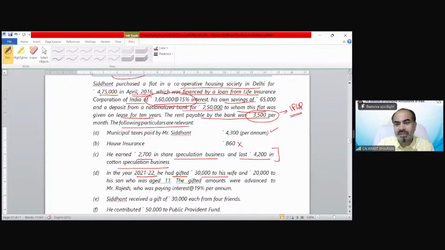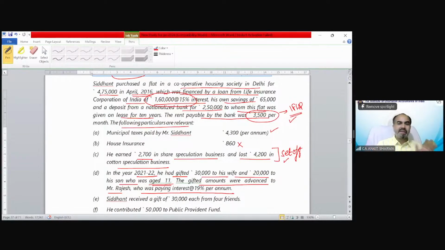So you can see, this is for set off of the above information, for salary income. This is for house property. This is for set off provision, PGBP and set off. Now this is 30,000 to his wife and 20,000 to his son, who was aged 11 years. The gifted amounts were advanced to Mr. Rajesh, who was paying interest at 19% per annum.